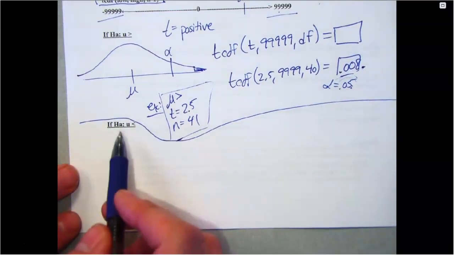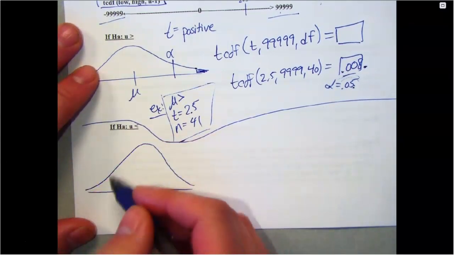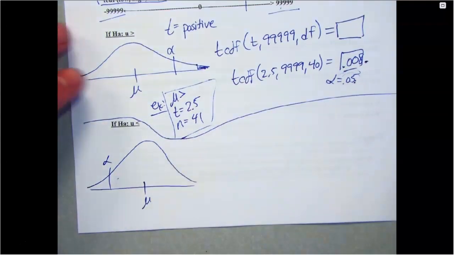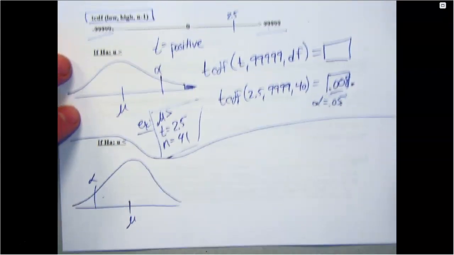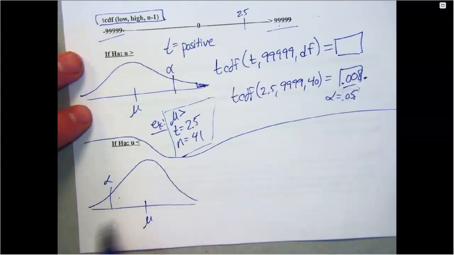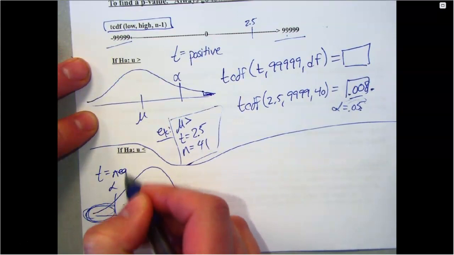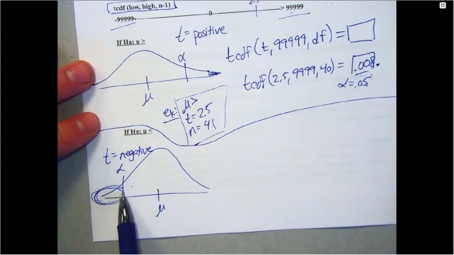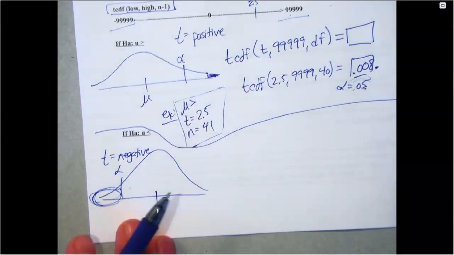Alright, if H A is mu less than, it kind of flips around. So you'd be on the left hand side, and I go towards the tail. So I want to look in this part over here. I'm going to have a negative t value, and I want to know the probability that we're lower than that, to the left, toward the tail, toward the extremes.